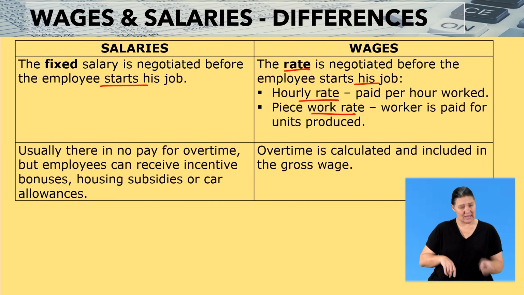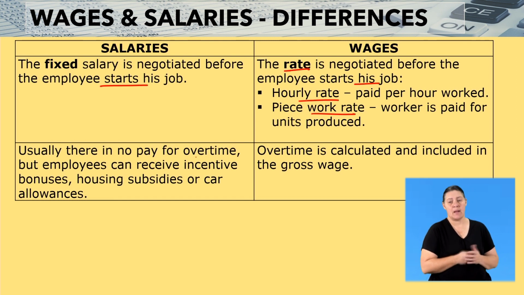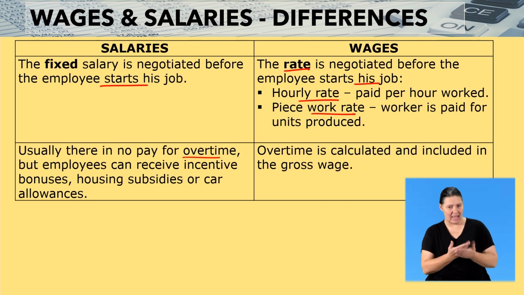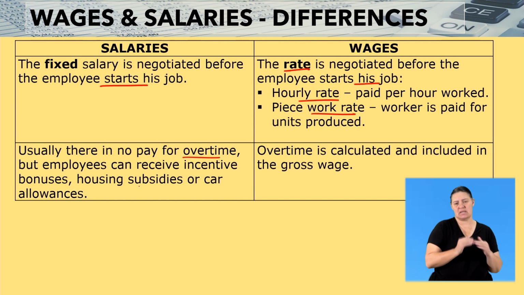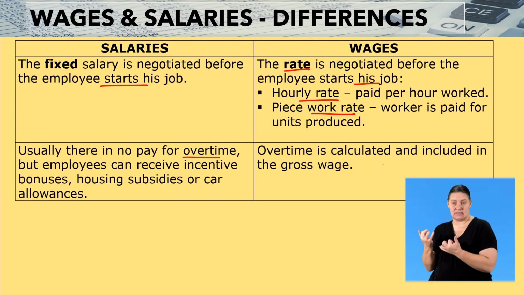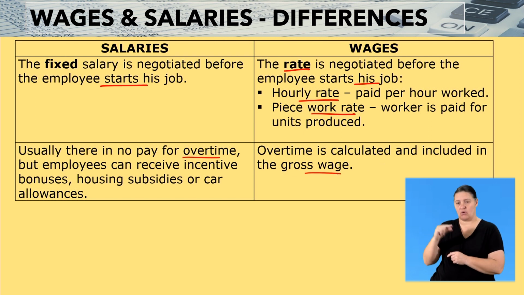With salaries, there is usually no pay for overtime, but employees can receive incentive bonuses, such as housing subsidies or car allowances. But with wages, overtime is calculated and is included in the gross wage.